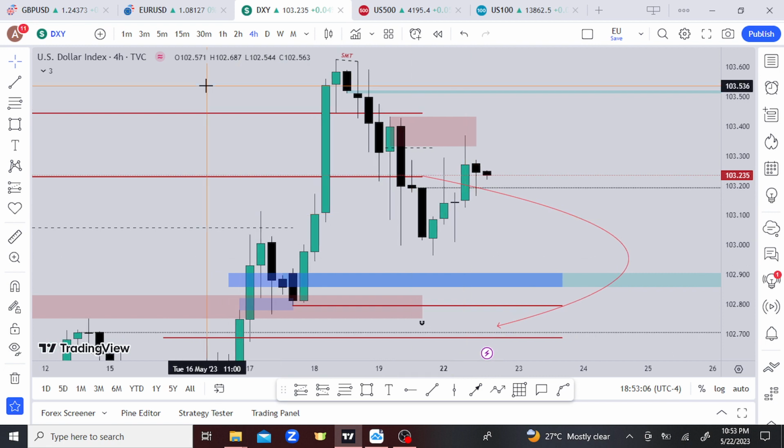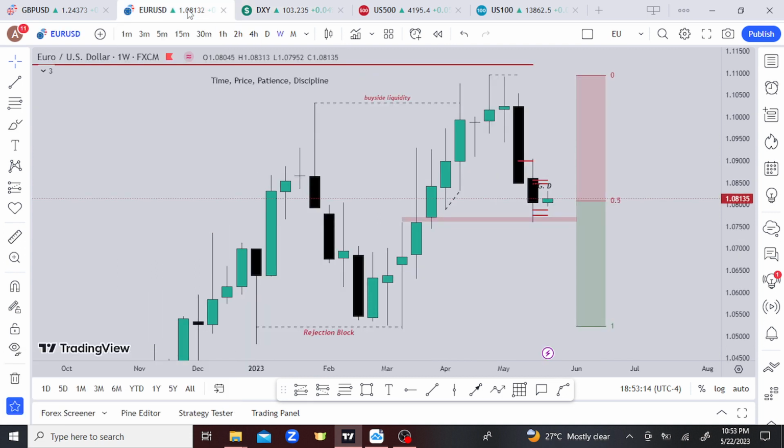So let's check euro dollar. If I'm bearish on DXY, it means I'm bullish on euro dollar. Okay, so let's go to the euro dollar.